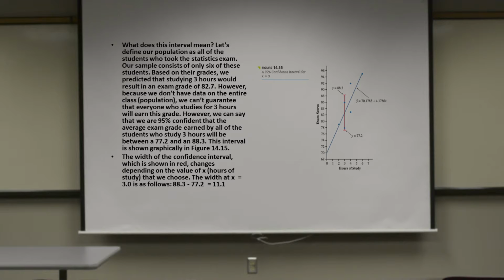The width of the confidence interval, which is shown in red, changes depending on the value of X, or hours of study, that we choose. The width at X equal to 3 is as follows: 88.3 minus 77.2 is 11.1.